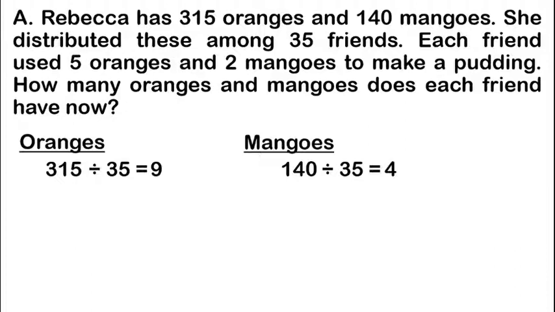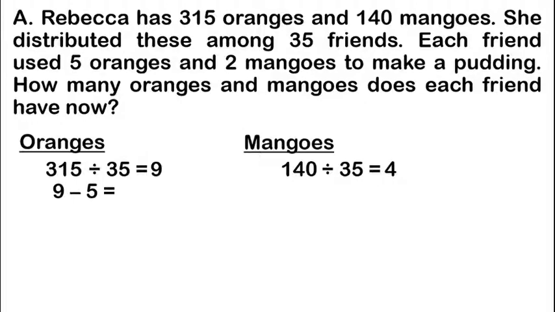So we will go with the next statement. Each friend used 5 oranges and 2 mangoes to make the pudding. So we all know that each friend will have 9 oranges, while the mangoes will have 4 in each. When you say used, they take away to use it for something, for making pudding. So we need to subtract the number of oranges and mangoes they used.